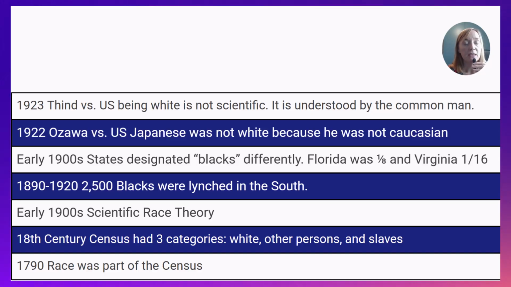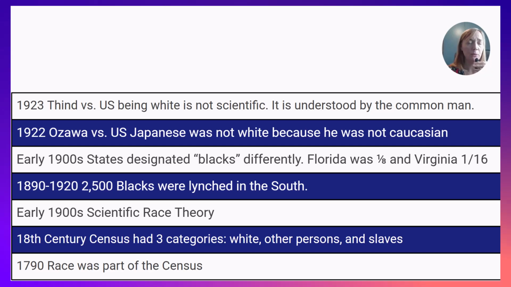At that point in time, the Supreme Court changed their argument and said, I'm sorry, white is not actually a scientific idea. You can't really measure it. It's something the common man just kind of knows. I know it when I see it. So imagine that. Imagine somebody telling you that you could qualify or not qualify just based on their own judgment and their own feelings.